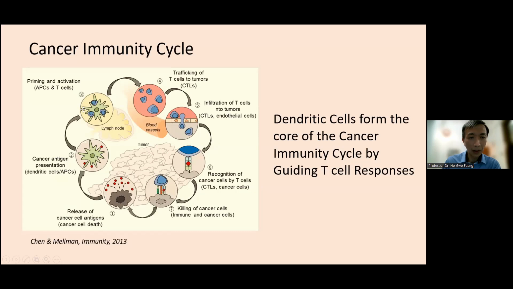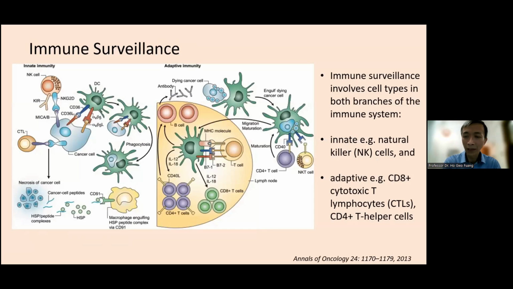This priming of the antigen-presenting cells and T cells occurs in the lymph nodes. The mature antigen-presenting cells and T cells will traffic via the bloodstream into the tumor, attack the tumor cells, and release the cancer cell antigen to repeat the cycle. Dendritic cells, which are the antigen-presenting cells, form the core of the cancer immunity cycle by guiding the T cell response.